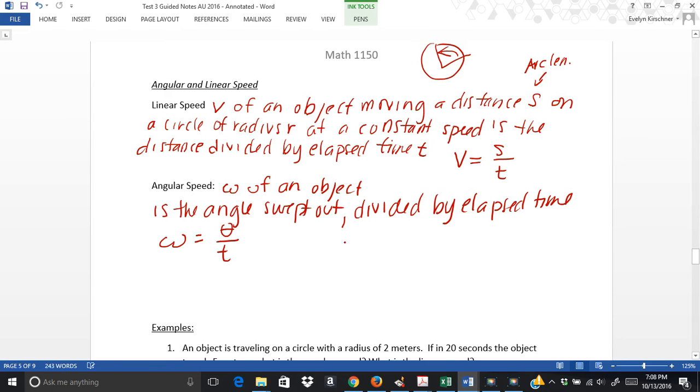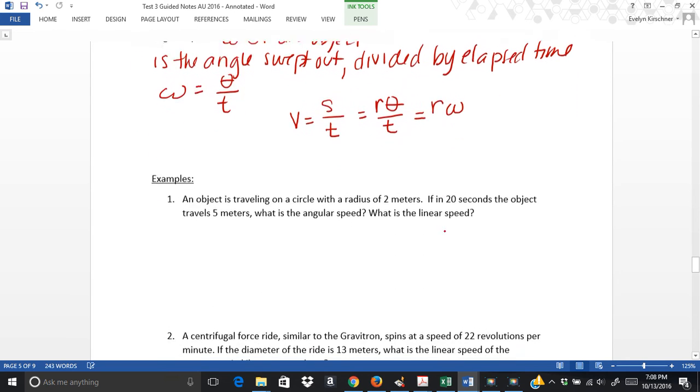But let's look at this relationship. The linear speed is s over t. And remember that s from our arc length is r theta. So it's r theta over t. And notice that theta over t is omega. So the radius times the angular speed is the linear speed. So let's look at a couple of examples on how we would use this.